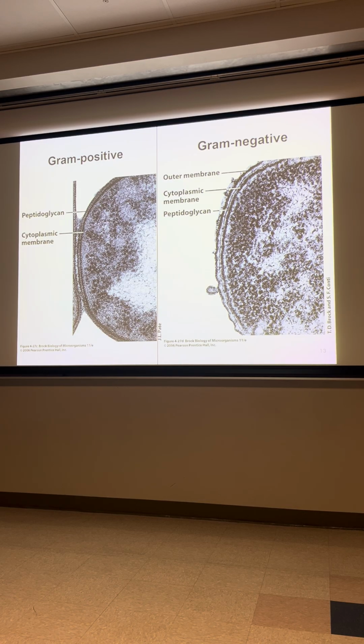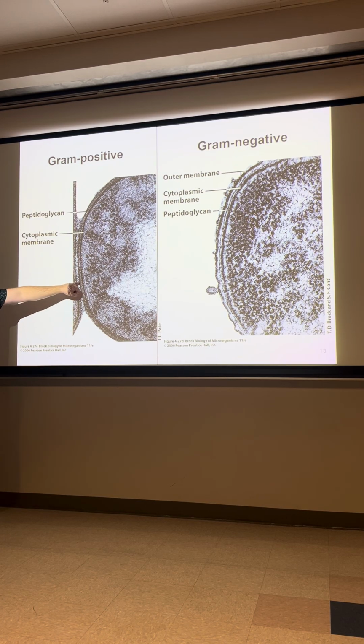Difference between a gram positive and a gram negative. This is what it looks like. So can anybody tell me what kind of electron micrograph this is? So you're doing electron microscopy, you're doing cross sections. So you're taking a bacterial cell and you're cutting it into slices.